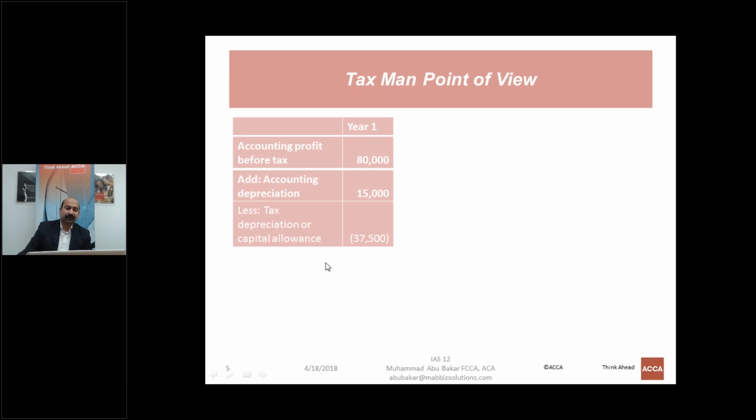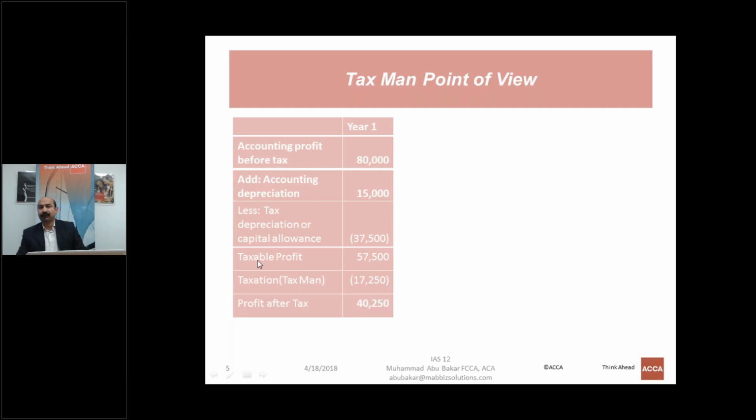As we saw in our basic information related to example number 1, the tax depreciation is 37,500. So this will become the taxable profit. Then the tax person will multiply this taxable profit by the tax rate of 30% in order to calculate the tax amount, and thereafter we can calculate profit after tax.